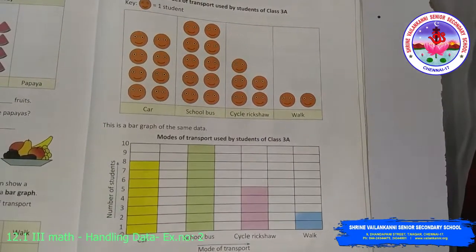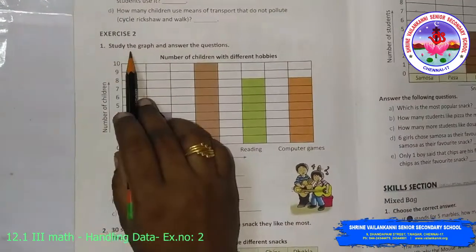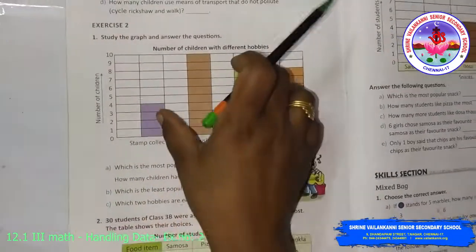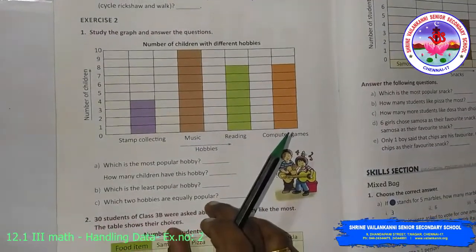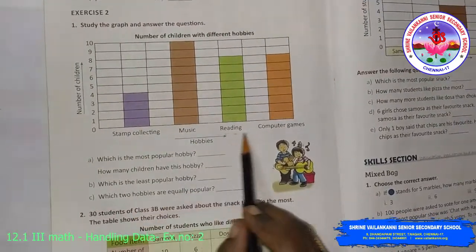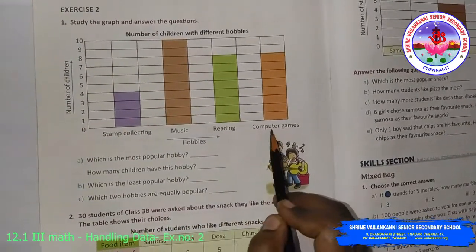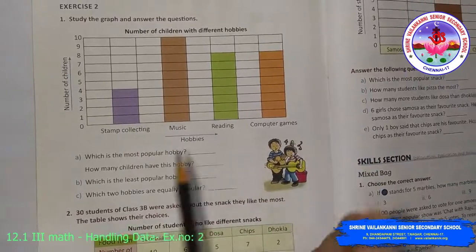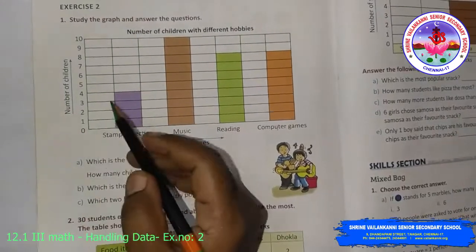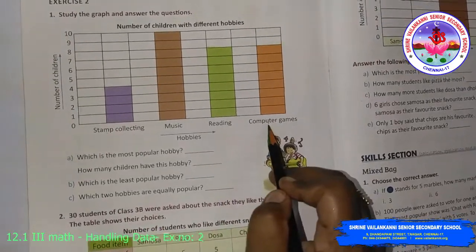Okay, so let us see one sum in exercise 2. Under exercise 2, study the graph and answer the questions. Here the bar graph is given, and with the bar graph information we are going to answer the questions below. It shows the number of children with different hobbies. The four hobbies given are stamp collecting, music, reading and computer games. The graph shows the number of students who have each of these hobbies.